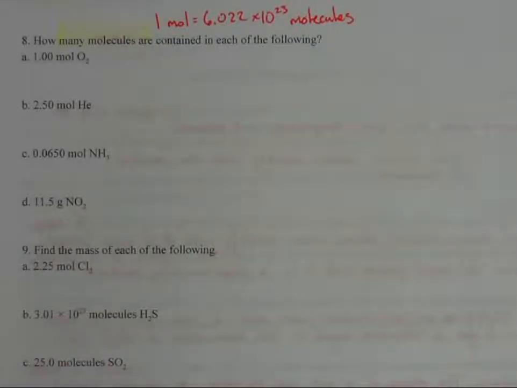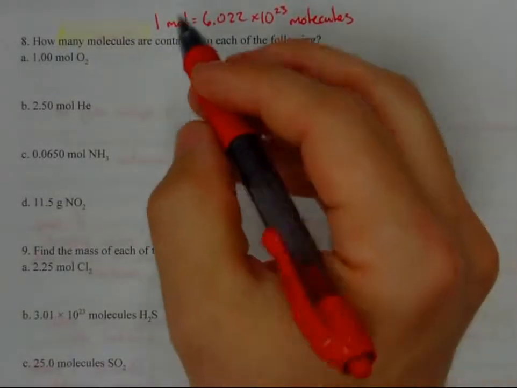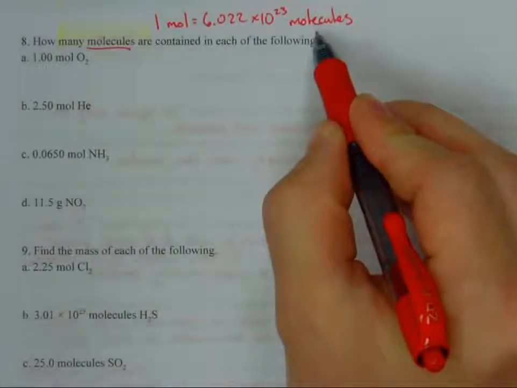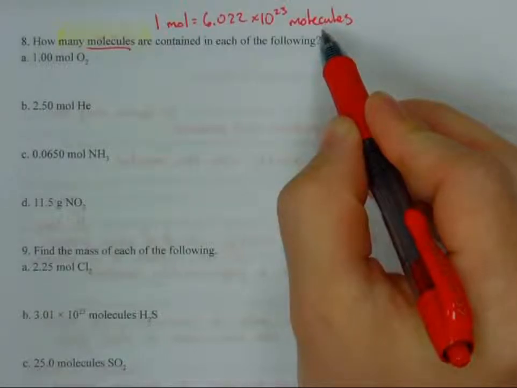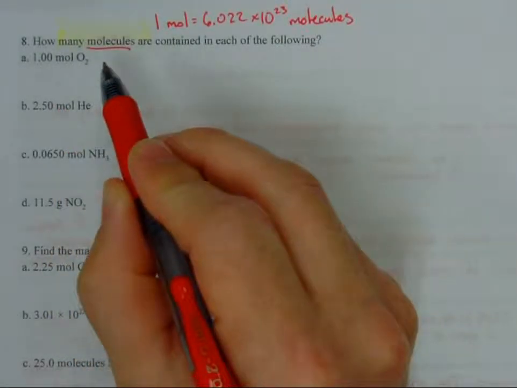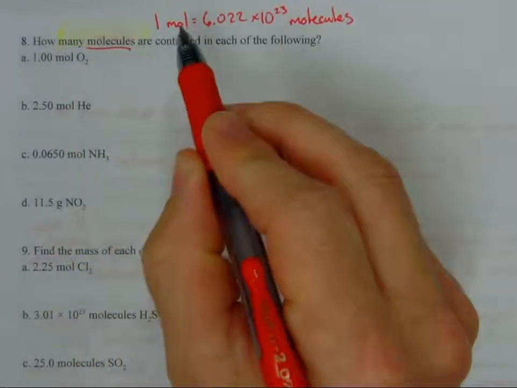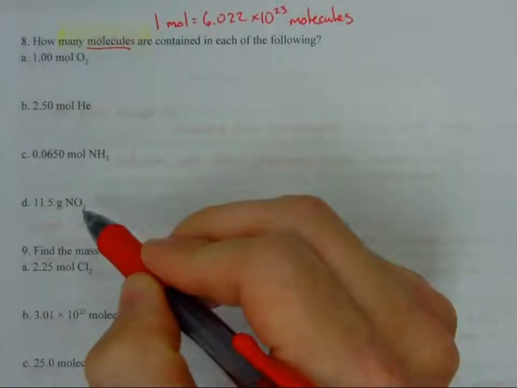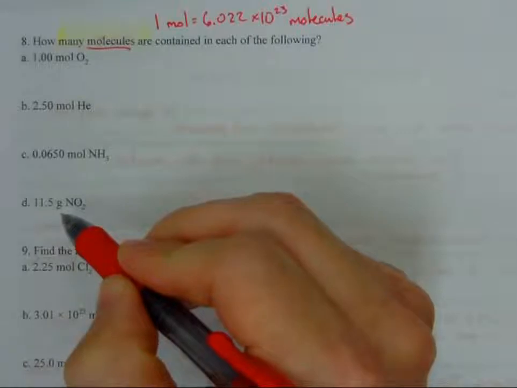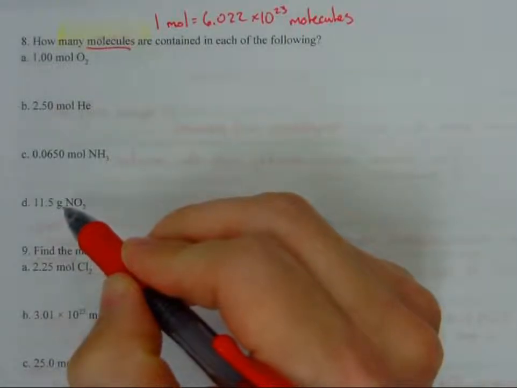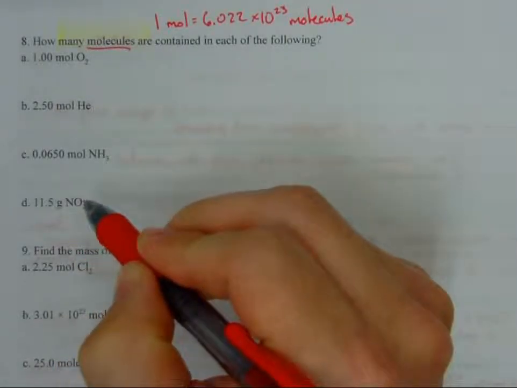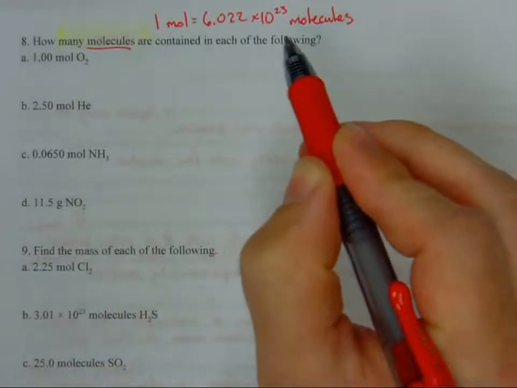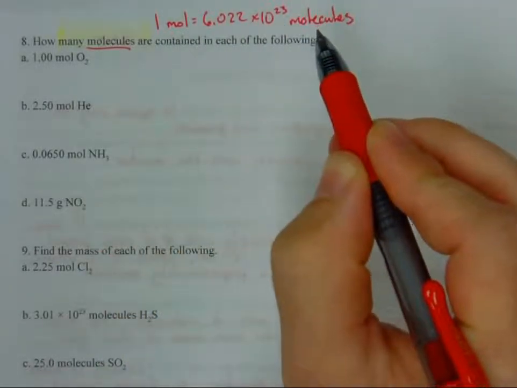How many molecules are contained in each of the following? So I'm being asked for a number of molecules, and so I need this unit in all of my calculations. Now for A, B, and C, I'm going to be starting in moles, and so I'll simply do one conversion. But when I get to D, I'm starting in mass. So I'm actually going to have to go from the mass of this species into the number of moles of this species. Then I can use Avogadro's number to do my conversion.